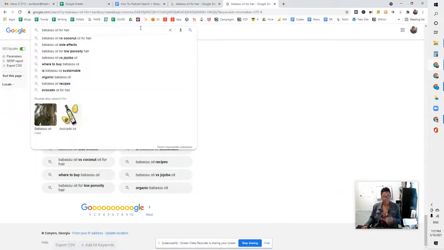The prompts at the top are the things that Google thinks you may type instead of Babasu oil for hair or in addition to Babasu oil for hair. And these tell you what people are frequently searching. So, Babasu oil side effects for low porosity hair. And then Keywords Everywhere will tell me the search volume. Actually, I think it's SEO quick telling me the search volume.